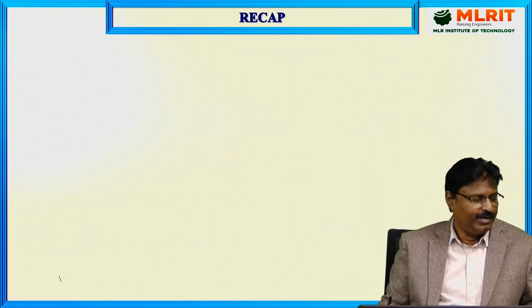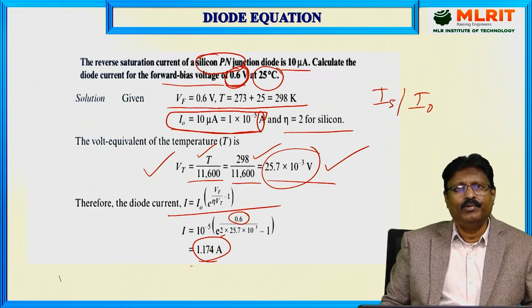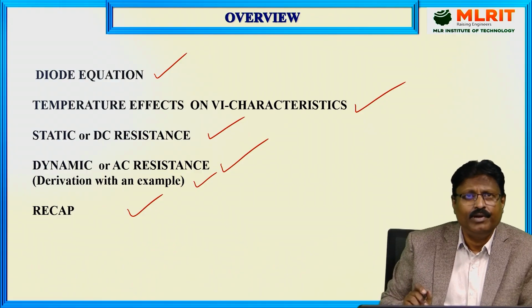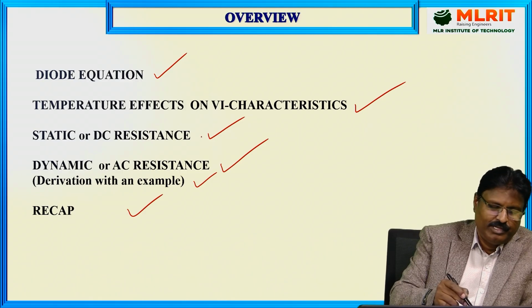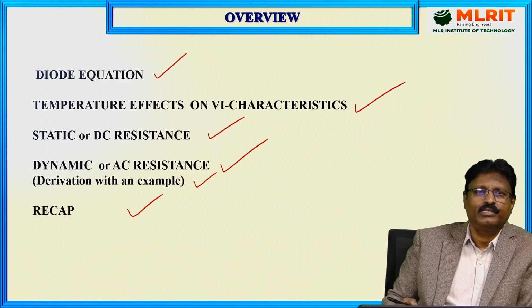Finally, I am recapping whatever happened. First, I explained about the diode equation. Based on that, we solved a problem, and then we discussed the temperature effects on VI characteristics, and then the static or DC resistance, and then the dynamic or AC resistance.